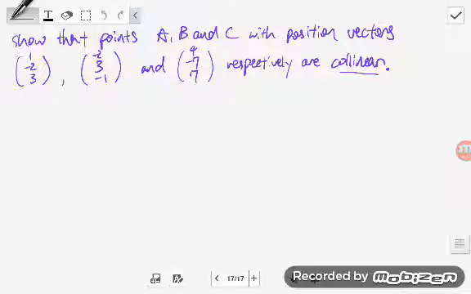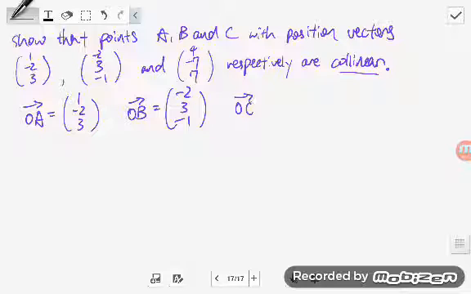My position vector of A, which means OA, is equal to (1, -2, 3). OB is equal to (2, -3, -1). And my OC is equal to (4, -7, 7). So we need to prove 2 things. The first one is that the slope is the same. The second one is a common point.